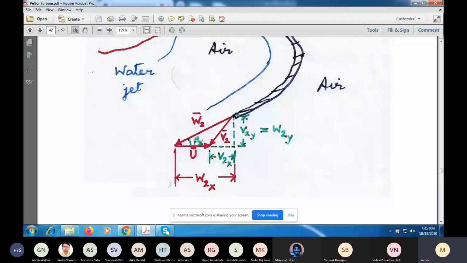Anyone? Well, suppose beta 2 is 0. If beta 2 is 0, then V2y will be 0. And if W2 is equal to U, then this triangle will collapse into a straight line. So if beta 2 is 0 and U is equal to W2, then V2 will be 0.